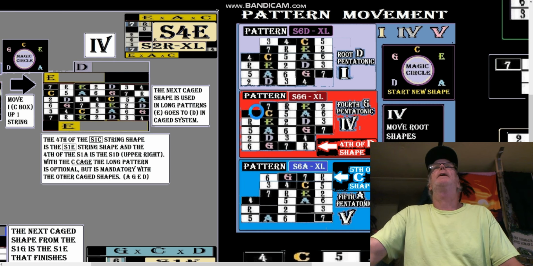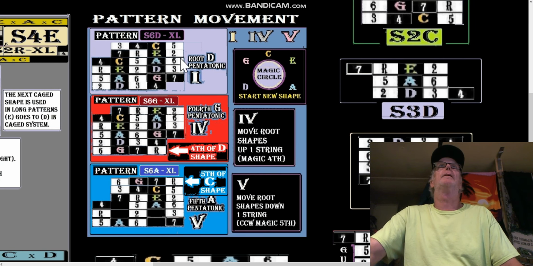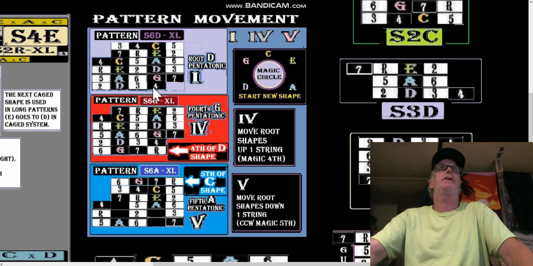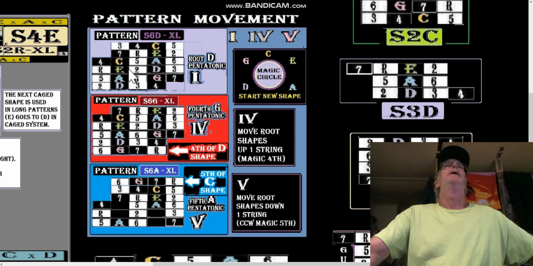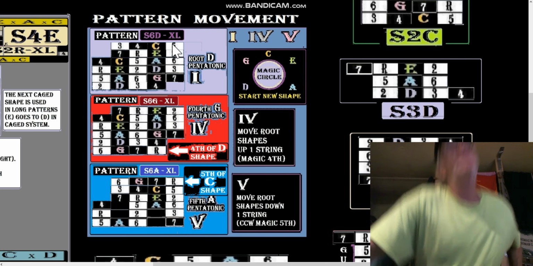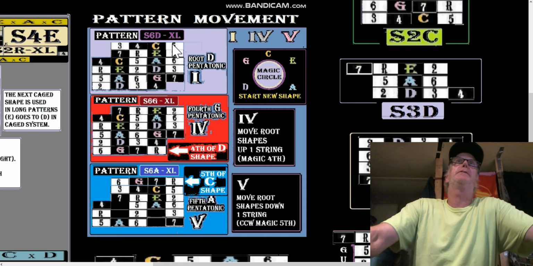Now let's take a quick look at this. Here's a pattern, S6DXL. Okay, this is essentially a D shape. It's a 6-string pattern. It's in P4 tuning. All right, so we've got a D going into an S3XL, and then we come out of it with like an S2E there. You know, that's a lot to remember.